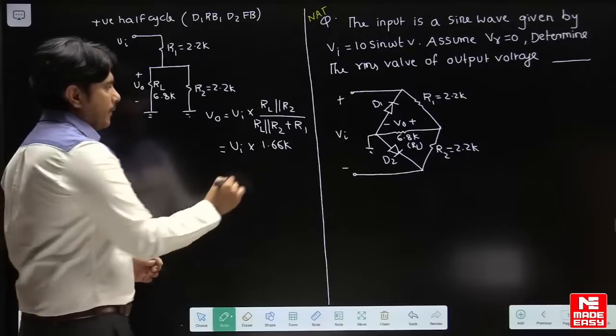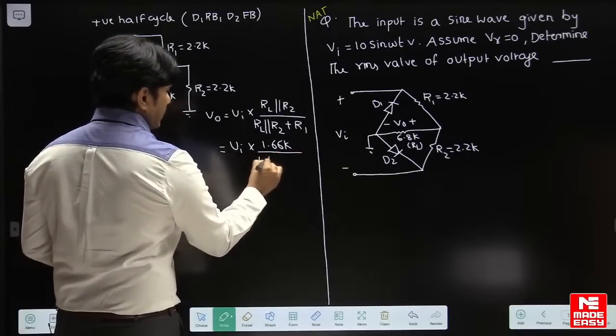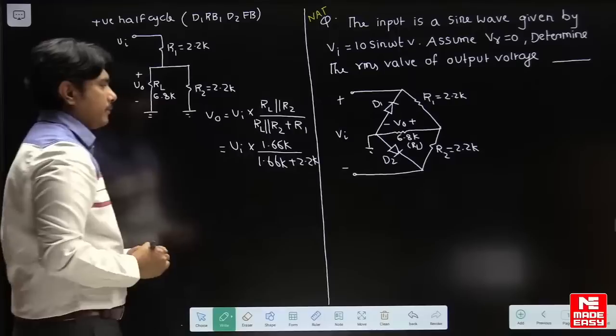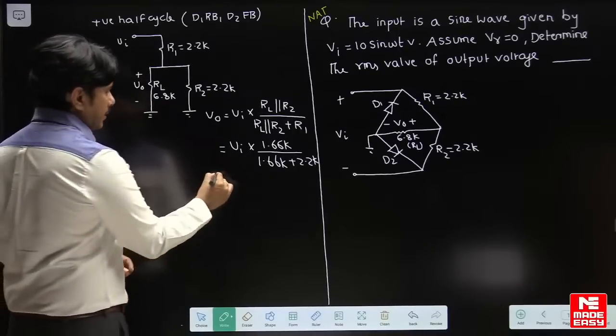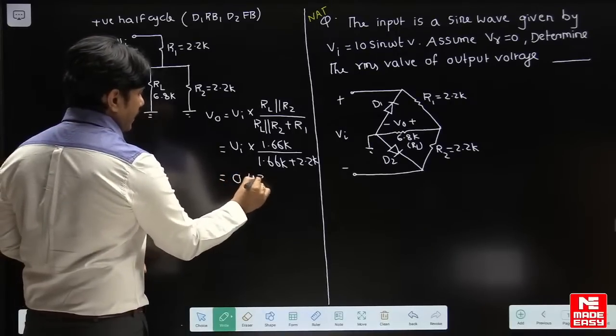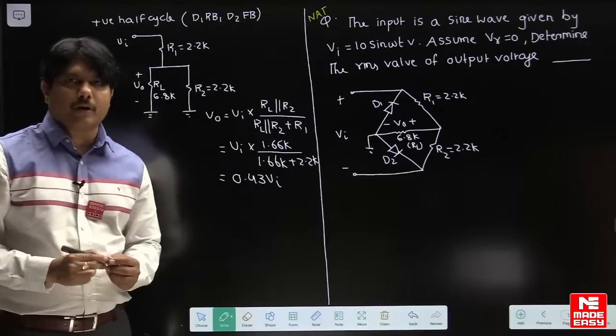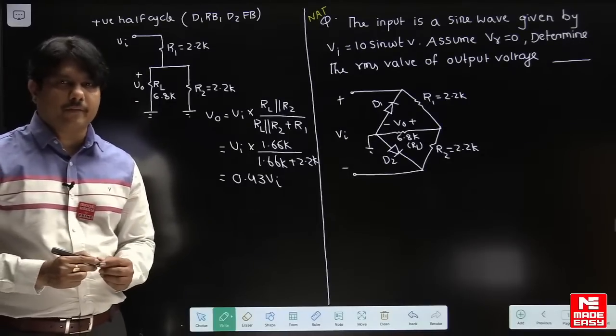1.66K divided by 1.66K plus 2.2K. R1 is 2.2K. If you simplify this, we are getting 0.43 times the input. So this is the output we are expecting. The output is coming 0.43 times the input.